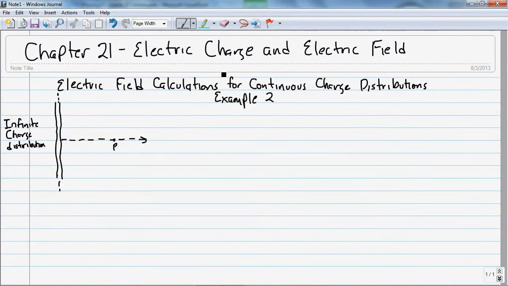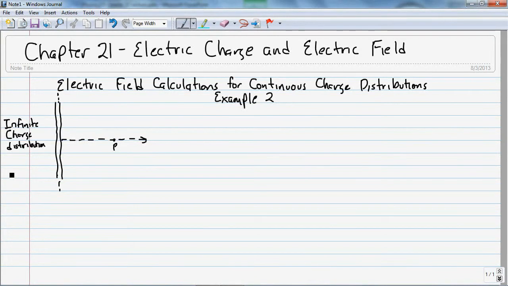For our second example of a continuous charge distribution, we have an infinitely long charge distribution, a straight line. That's what these dashed lines at the top and the bottom mean, that it's infinitely long. And we want to find the electric field at some point P along the x-axis based on this whole long charge distribution.